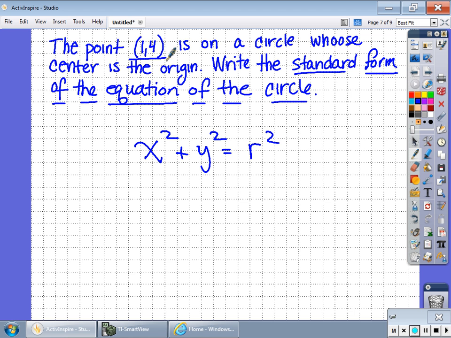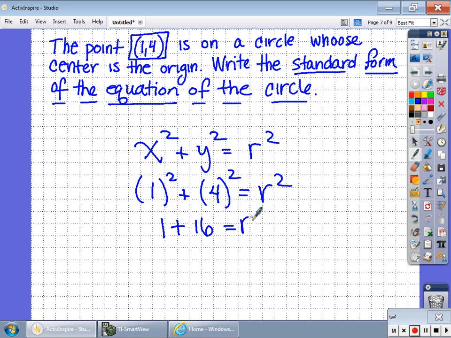But we do know this point right here, (1, 4), it lies on the circle. And I know then that x is 1, so you're going to take this 1 and substitute it for x. So 1 squared plus y is 4, and so we're going to substitute 4 squared, and that is going to be equal to the radius squared. 1 squared is 1, plus 4 squared is 16. That's equal to r squared. And so 1 plus 16, 17 is r squared.